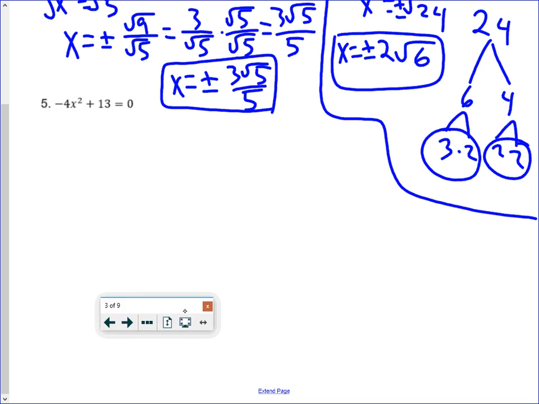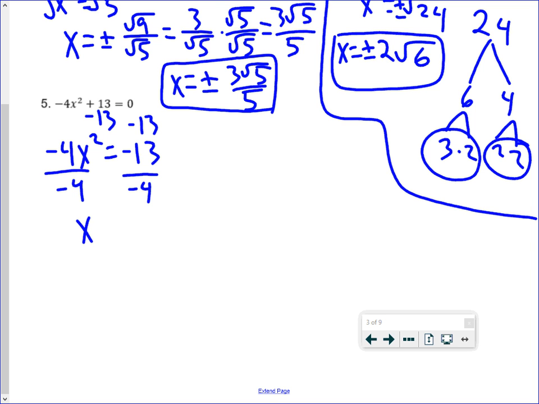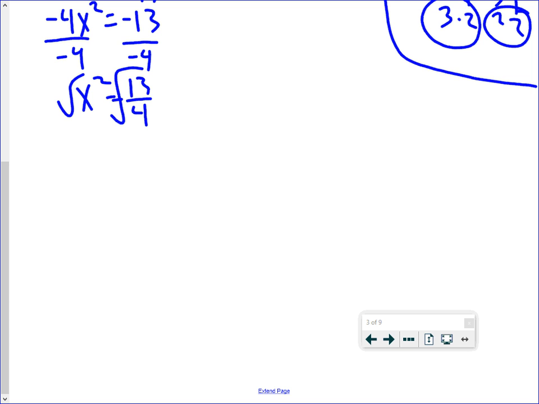So let's go ahead and do number 5 as well. So for number 5, it's negative 4x squared plus 13 equals 0. So we're going to go ahead and isolate the x squared, like we've done before. Minus the 13 on both sides. Negative 4x squared equals negative 13. Divide by negative 4 on both sides. And we're left with x squared equals 13 all over 4. Now we're going to go ahead and take the square root of both sides. There's a little more room.